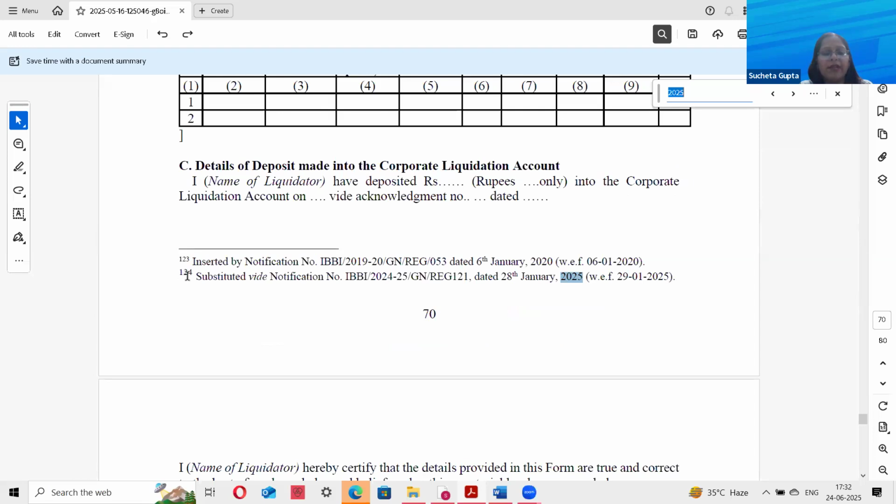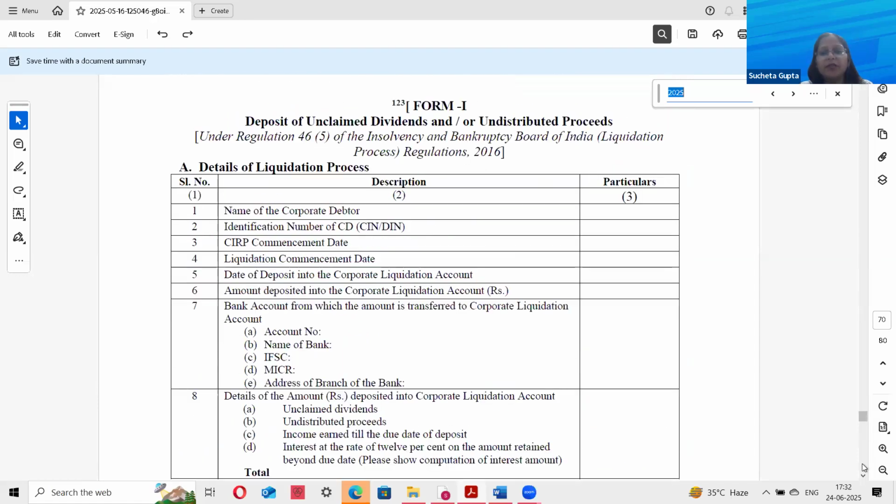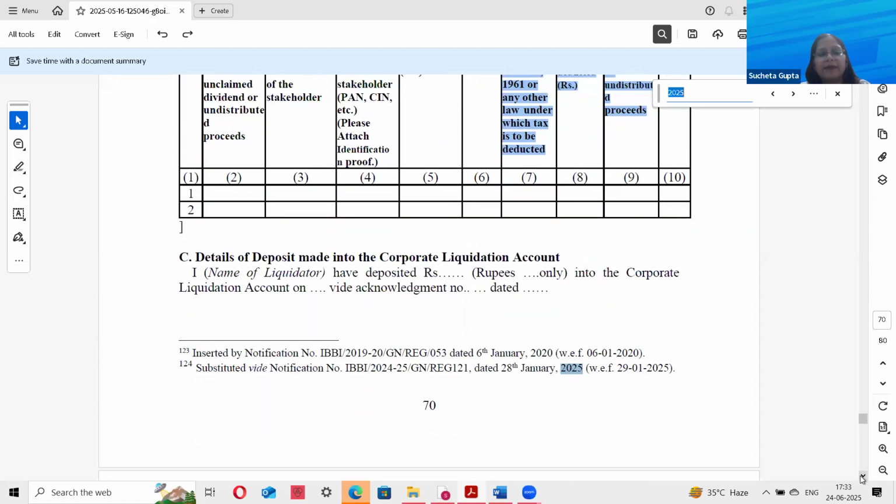This 124 is also substituted. So the form basically here, in this form, some new tables are inserted. These 3 tables are inserted: the applicable section of Income Tax Act 1961 or any other law under which the tax is to be deducted, the amount of tax to be deducted, and the reason for unclaimed dividend or distributed proceeds. These are newly inserted in this table.